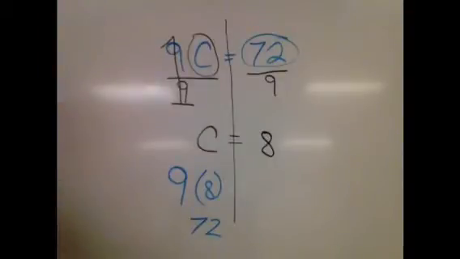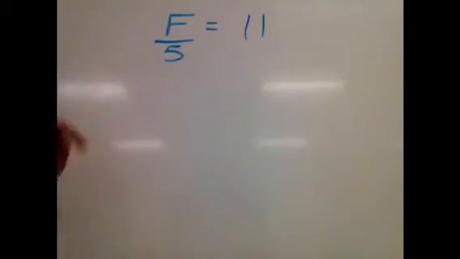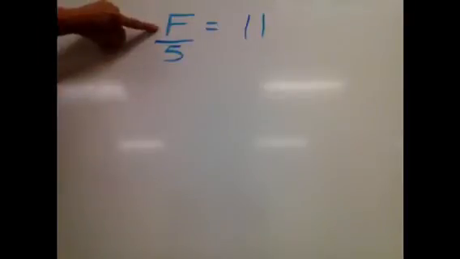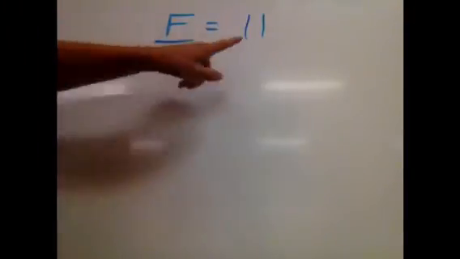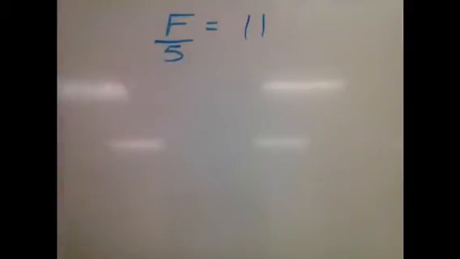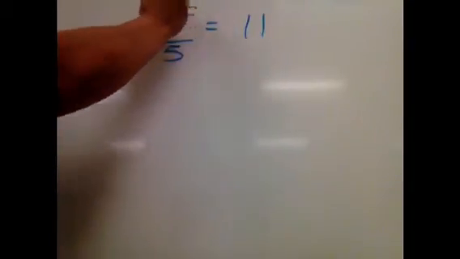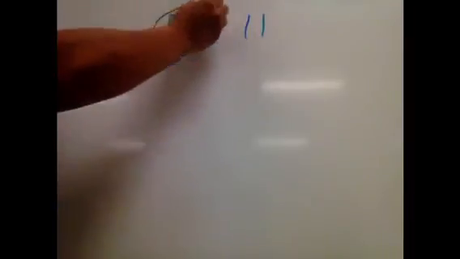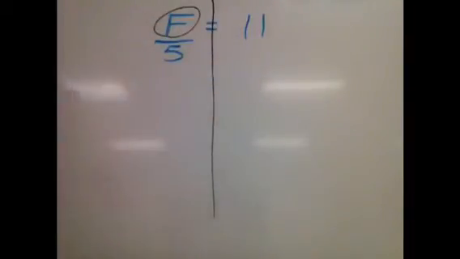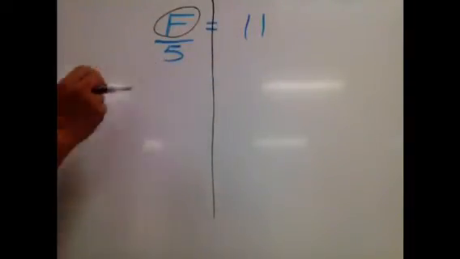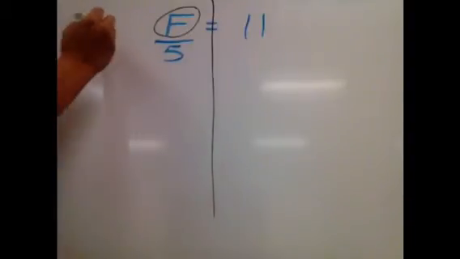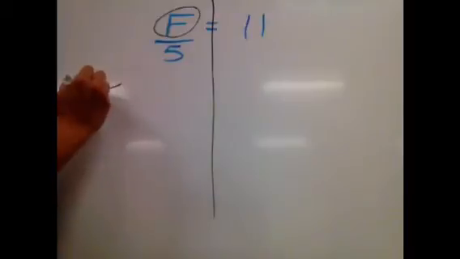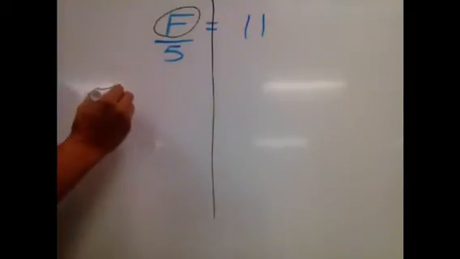All right, last one, division. In this problem, we have a number f that is divided by 5, and when we divide f by 5, we're going to get 11. Once again, find your variable and circle it. Draw your line separating your left and your right. Okay, on this side, this means divide by 5. So what we're going to do is multiply it by 5. So we're going to say 5, and you could put times.